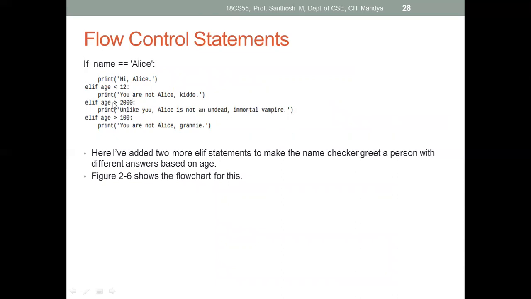Again, if it is false, then it will execute another statement, age greater than 100: you are not alias granny. If this condition is also false, then it will not print anything. For that reason, you have to write another one, else. In the first condition itself, if the name is equal to alias, then it will print I alias, and it will not execute or check other things.